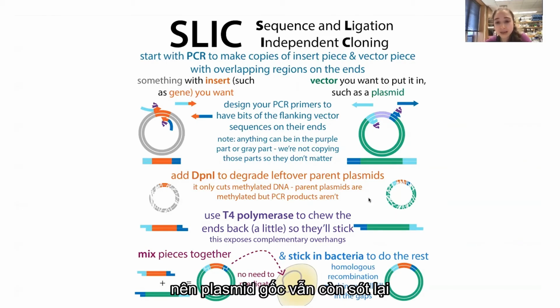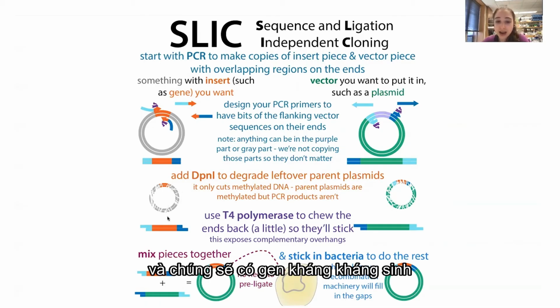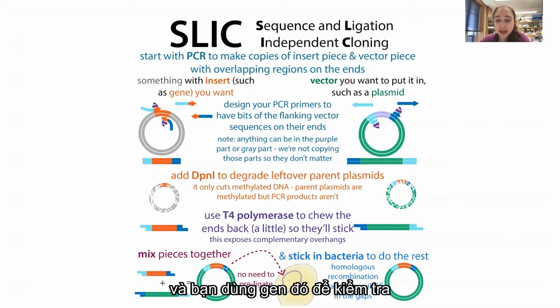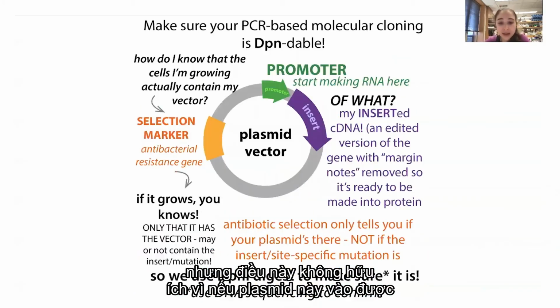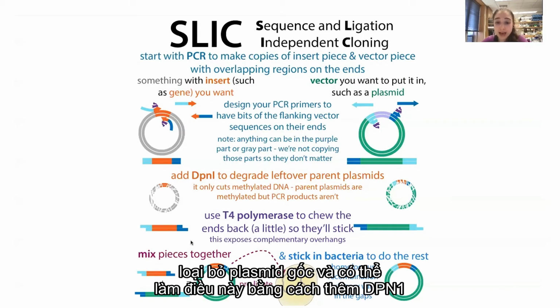But because you're not doing that, you're going to have parent plasmid left in there. So you're going to have the vectors just in there, and they're going to have the antibiotic resistance gene, somewhere else in this plasmid. Because they have that, and you're using that to tell you whether the plasmid got in there, it's not going to be helpful, because if this plasmid gets in here, whether or not it has this insert, it's going to have the antibiotic resistance gene. And so we need to get rid of the parent plasmids.